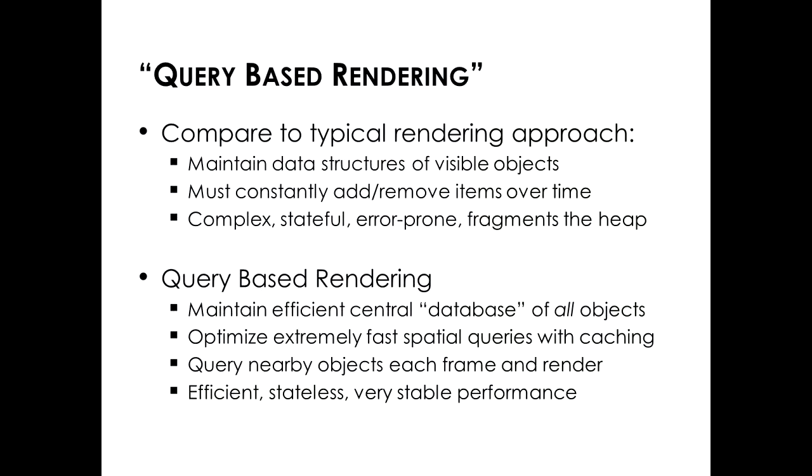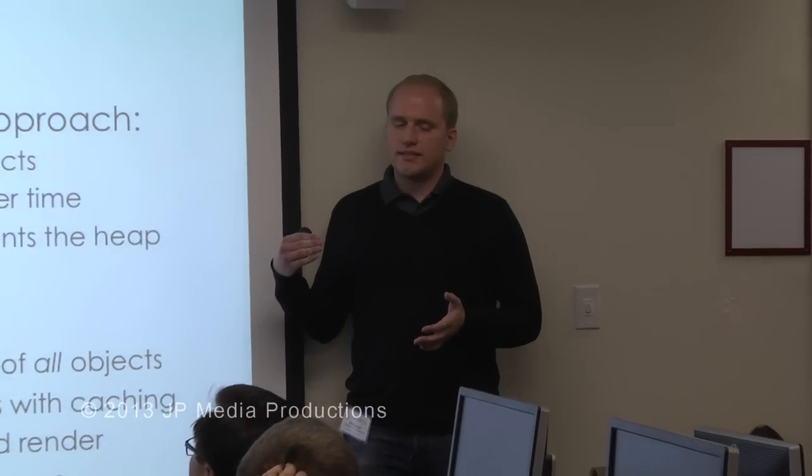Query-based rendering. This is the central architecture that makes this massive universe possible. Now, the way 3D rendering is typically done in games and simulations is a dynamic update approach. That is to say, you're flying through a massive area and you keep a list of the objects around you. You add stuff to that list, you remove stuff from that list. As you approach something, you add it to your list. When you back away from something, you remove it from your list. But that takes a lot of management. It fragments the heap. It's inefficient. It's complex.